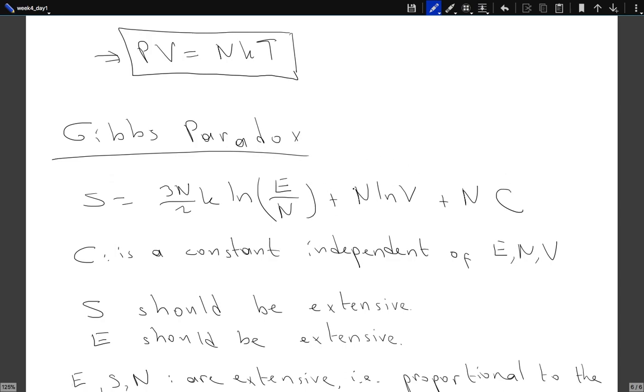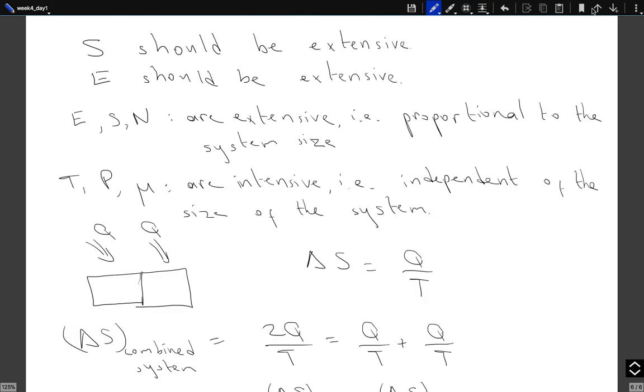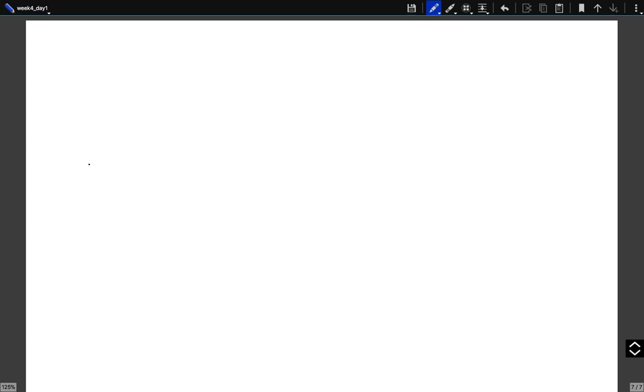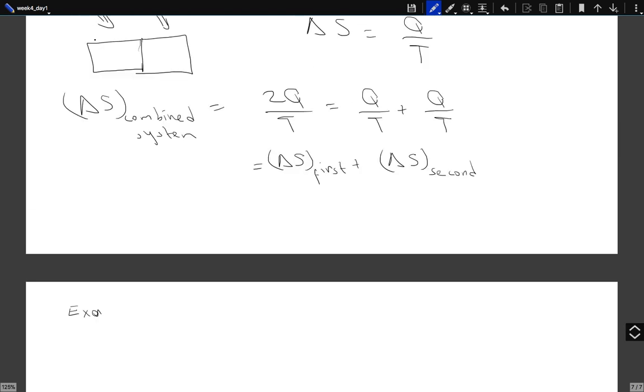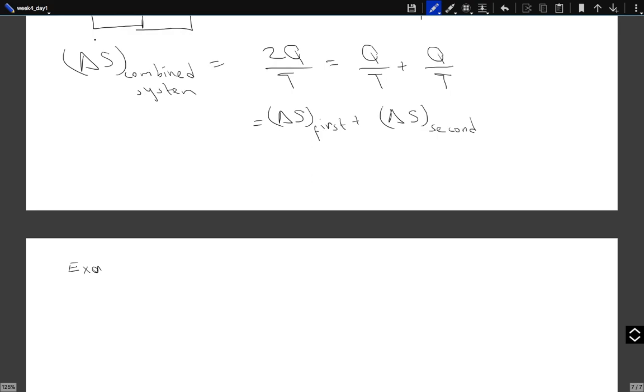Well, if I look at this term, n is doubled, but V is also doubled. So this term, if I just duplicate my system, take two identical systems, doesn't become twice the value for one system. Now, why is this a problem? Well, one reason is that it just makes entropy a non-extensive property, which shouldn't be.